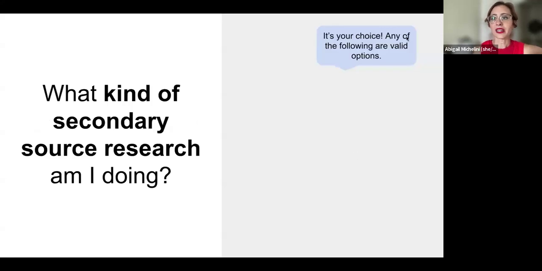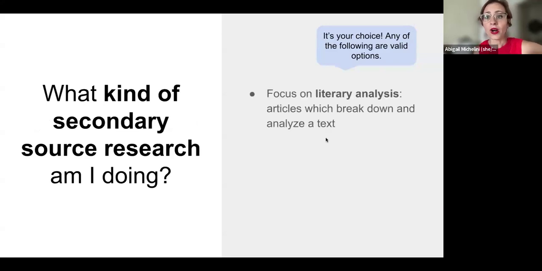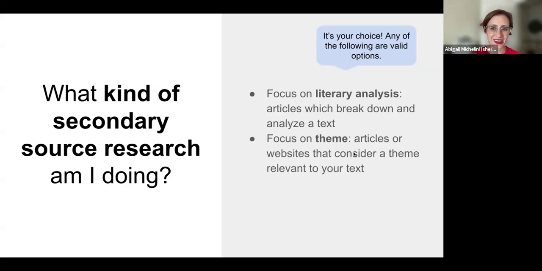So what kind of secondary source research are we doing? Any of the following are valid options. One, you can look for articles or websites on literary analysis, so articles that are on a specific text, like a specific poem or a specific short story. This would be an article that analyzes the story Today I Am Paul, or analyzes E.E. Cummings' poem, right? There's not a whole lot of these with texts from this class that exist, purely because I really like to choose modern texts. So this would probably be the hardest option, okay? So I'm just starting there to say that's the hardest.